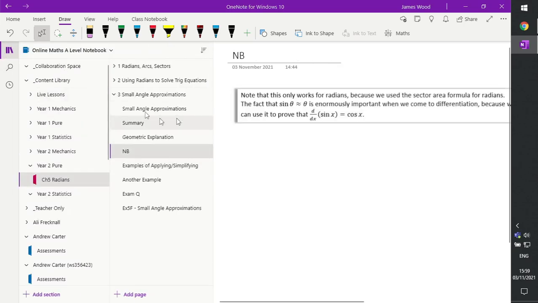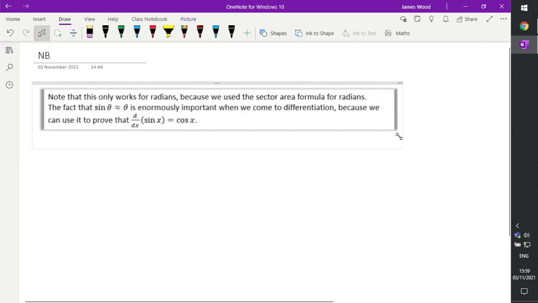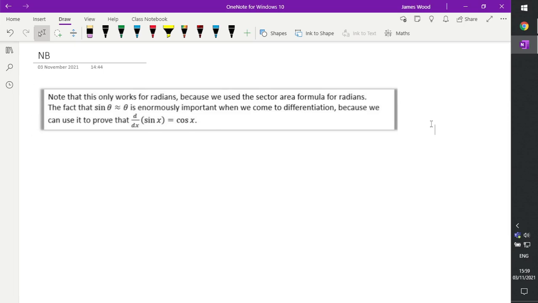So I mentioned earlier on that this has to work in radians. And if we change the scale, then it just doesn't work at all. Another reason why it doesn't work if you do it in degrees is because think about the geometric proofs that we just did. They relied on the formulae that worked in radians. So like the sector area formula and the arc length formula. That wouldn't have worked if I did it in degrees.